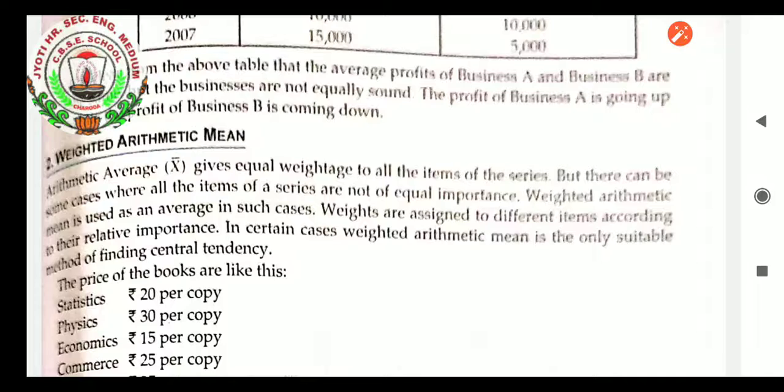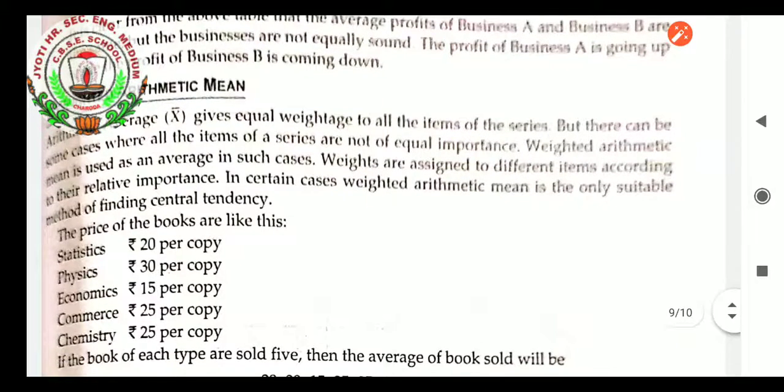So at that time we give more importance, more weightage, to the series which is more important, and less weightage to the series which is unimportant. Weighted arithmetic mean is used for that type of data. It is used as an average in such cases. Weights are assigned to different items according to their relative importance. In certain cases, a weighted arithmetic mean is the only suitable method of finding central tendency.